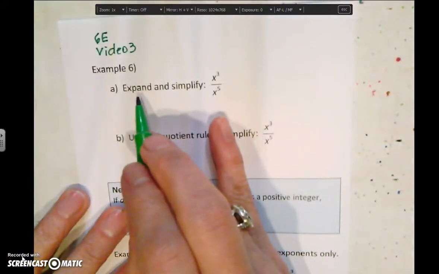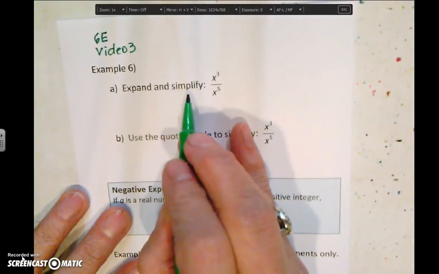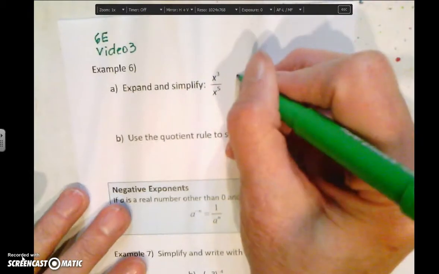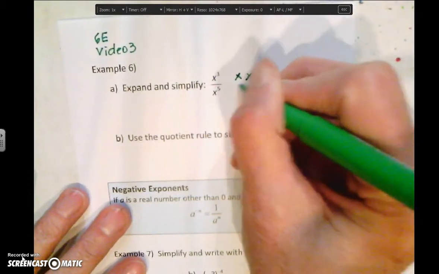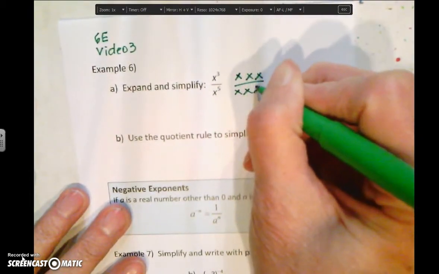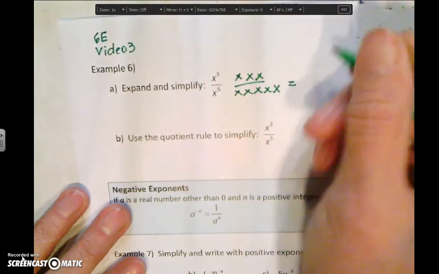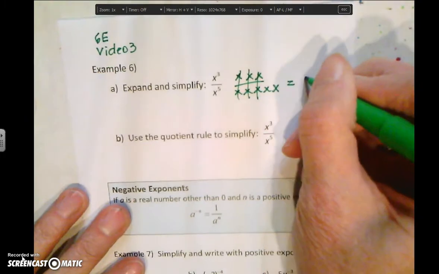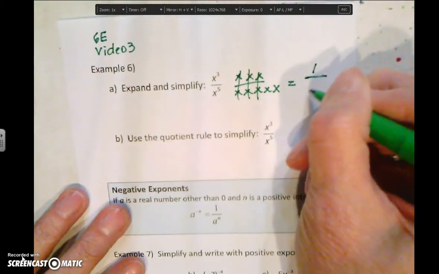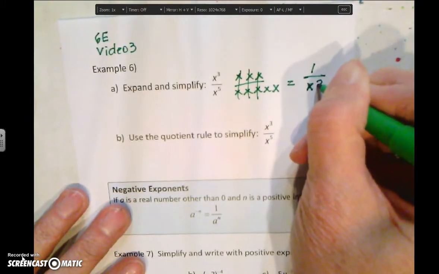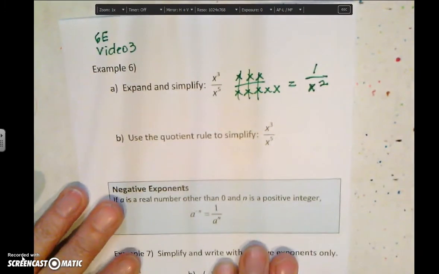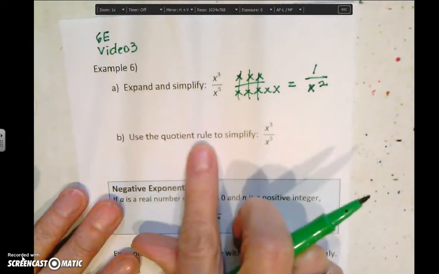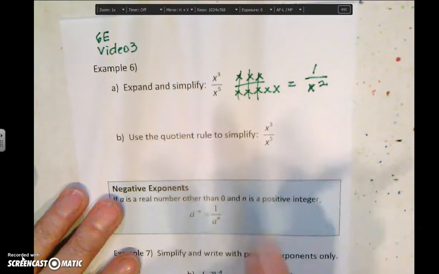So again, for example 6, we're going to expand and simplify. So we have this, so x to the third, x, and x to the fifth, 3, 4, 5. And when we simplify, cancel, cancel, cancel, we're left with a 1 on top and then an x squared in the denominator. So again, let's now use the quotient rule to simplify it.